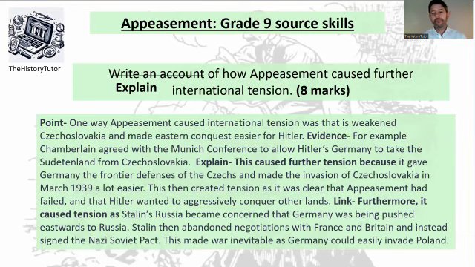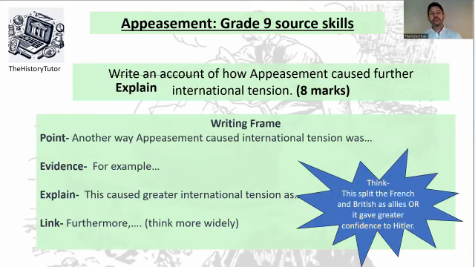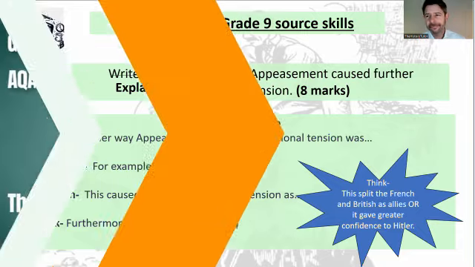Okay, so what about a second paragraph then? So you could now think about how this split the French and British as allies, or gave Hitler greater confidence to do what he wanted, and then he will, of course, be confident that he can defeat the Allies, sign the Nazi-Soviet pact, and go to war. All right, have a think what you'd answer.